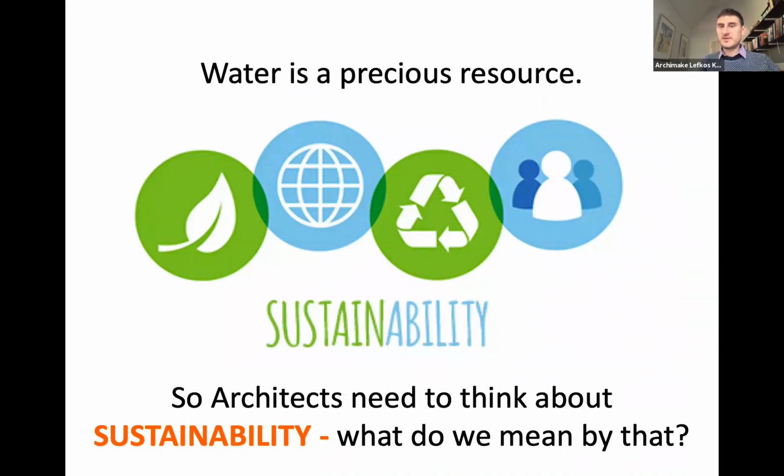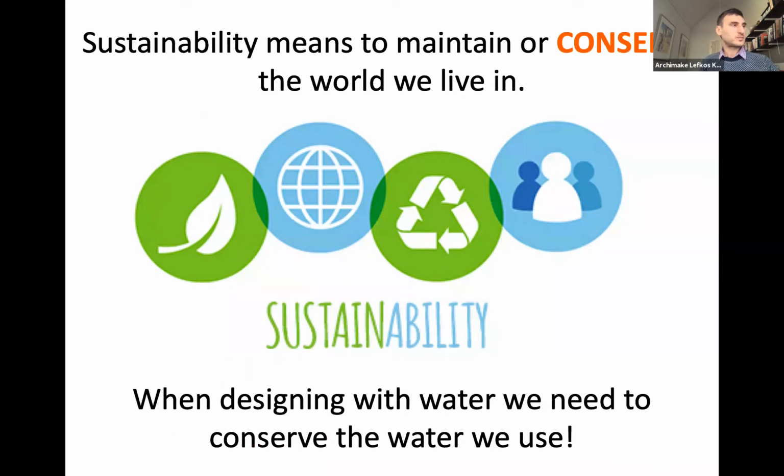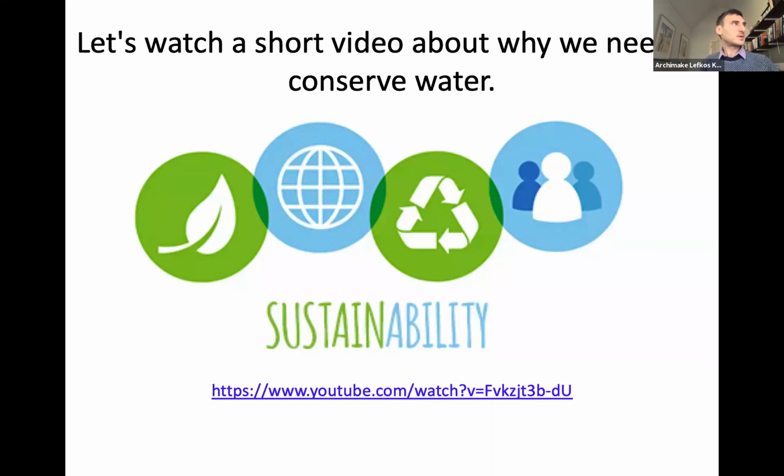Then the other key part of this presentation is the sustainability aspect, right? So we make the point that water is a precious resource and that architects need to think about sustainability. And whilst we bring up sustainability a lot in Archimake, and a lot of the Archimakers may be aware of what sustainability means, it's worth just asking that question and seeing what they understand sustainability to mean. It means to maintain or conserve the world we live in. And so when we design with water, we need to conserve the water we use. And then there's a short video about why we need to conserve water, and that's from National Geographic.